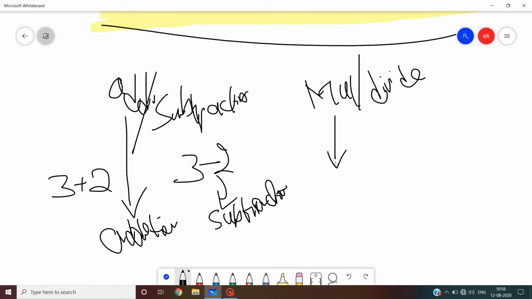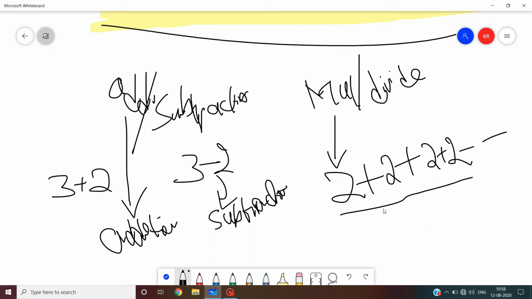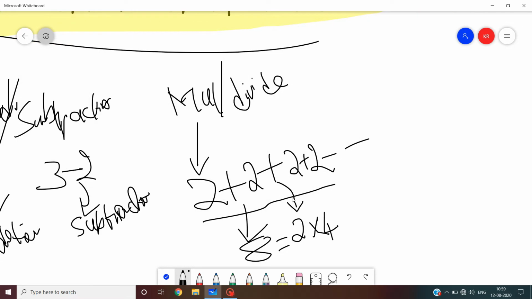So we know that multiplication is something like repeated addition. If I take 2 and add it several times, let me take 2 added 4 times. So we get 2 plus 2 is 4, 4 plus 2 is 6, 6 plus 2 is 8, right? Or I can write 2 is added for 4 times. So this is called multiplication, the process of multiplying.